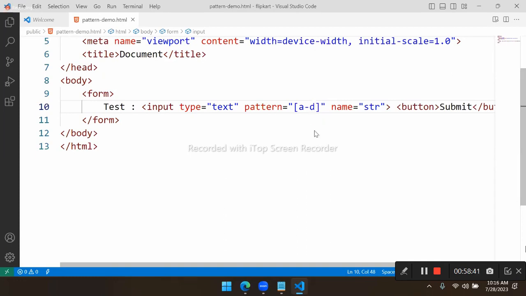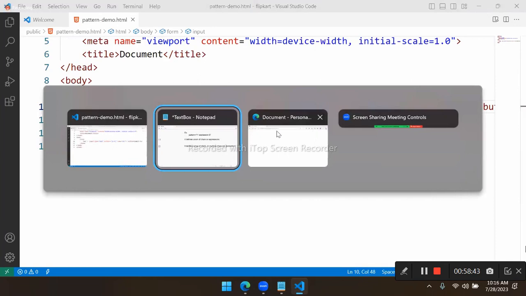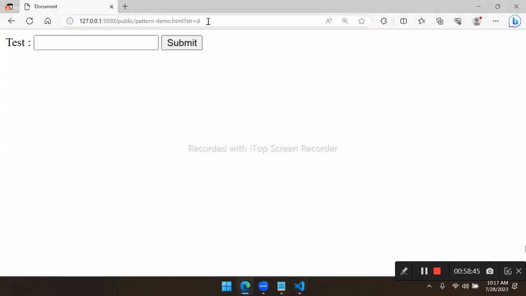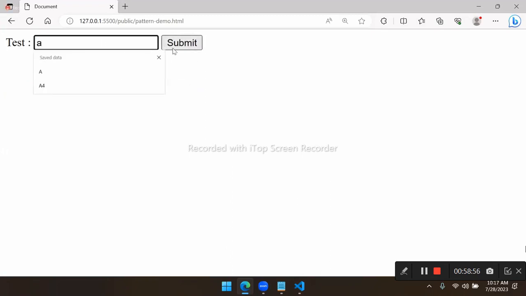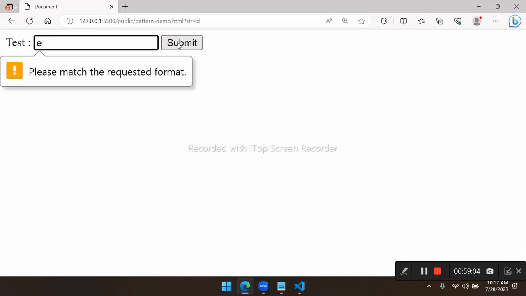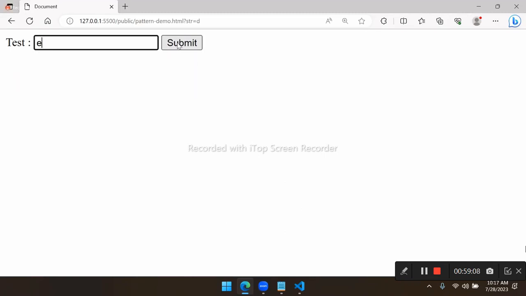You see now here, I am typing here. I entered some character. Here I am entering some E and submit. It's not allowed. F, it is not allowed. A, it is allowed. B is allowed. C is allowed. D is allowed. E is not allowed. Any value within the range of A to D. That's how we configure the range of values.